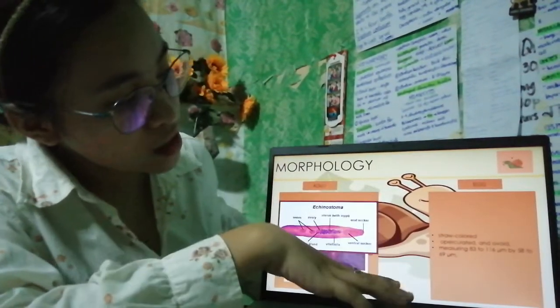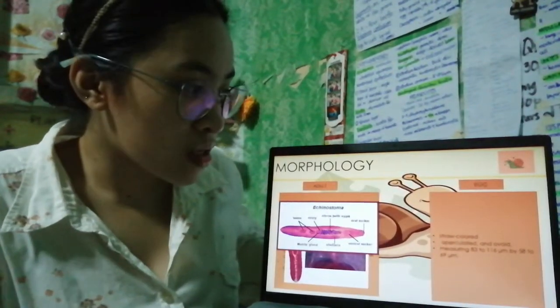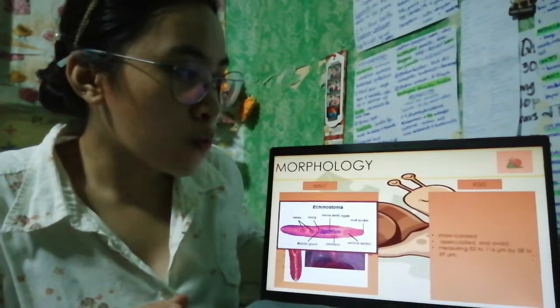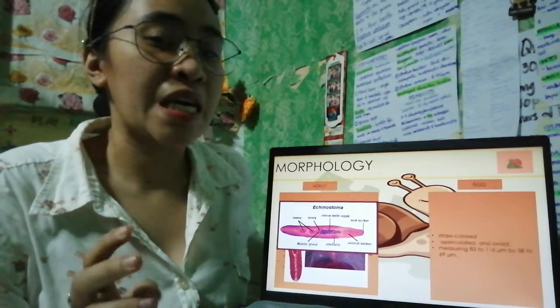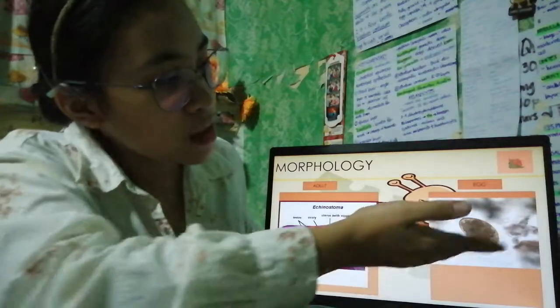The egg is straw colored, operculated, and ovoid, measuring 83 to 116 micrometers by 58 to 69 micrometers. So, here is the egg.